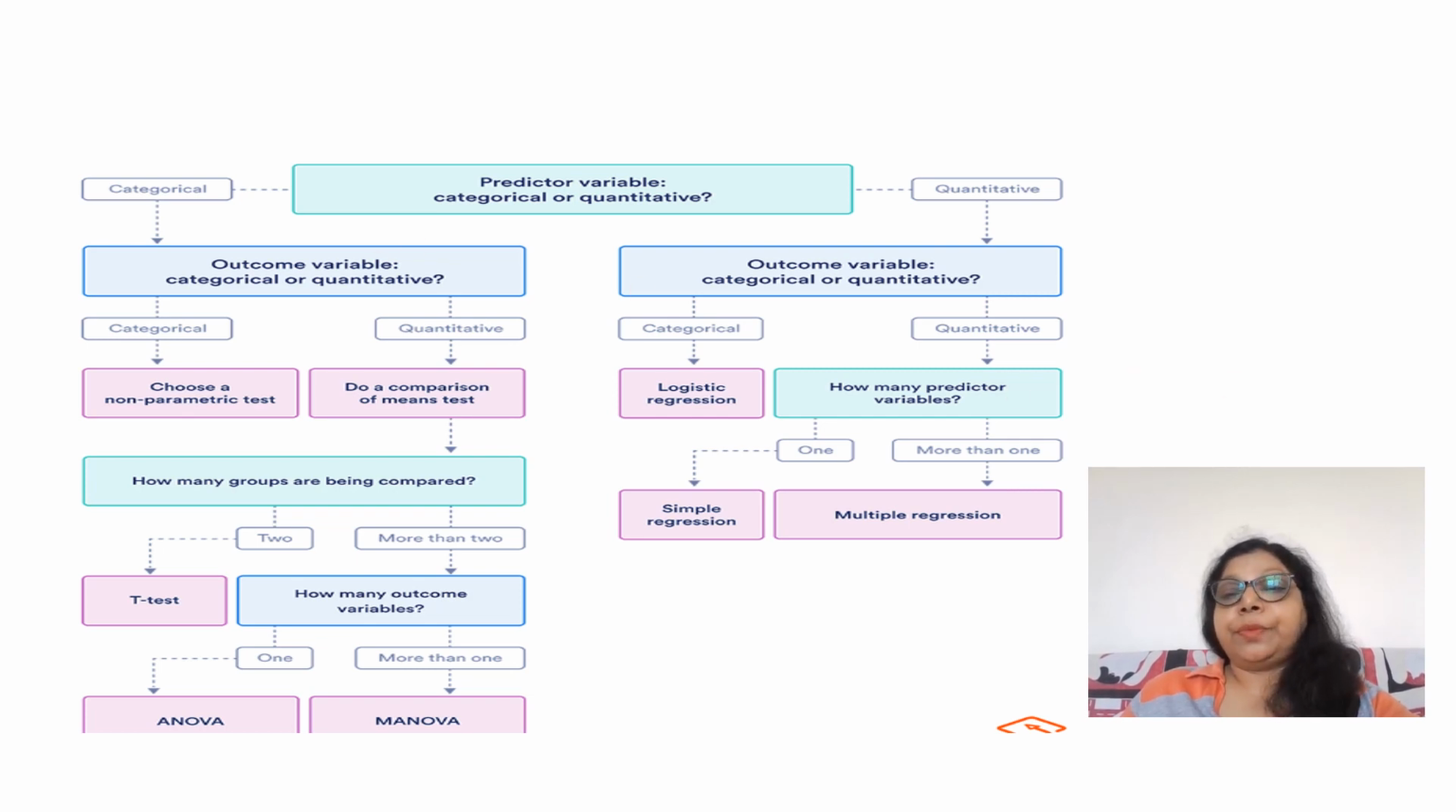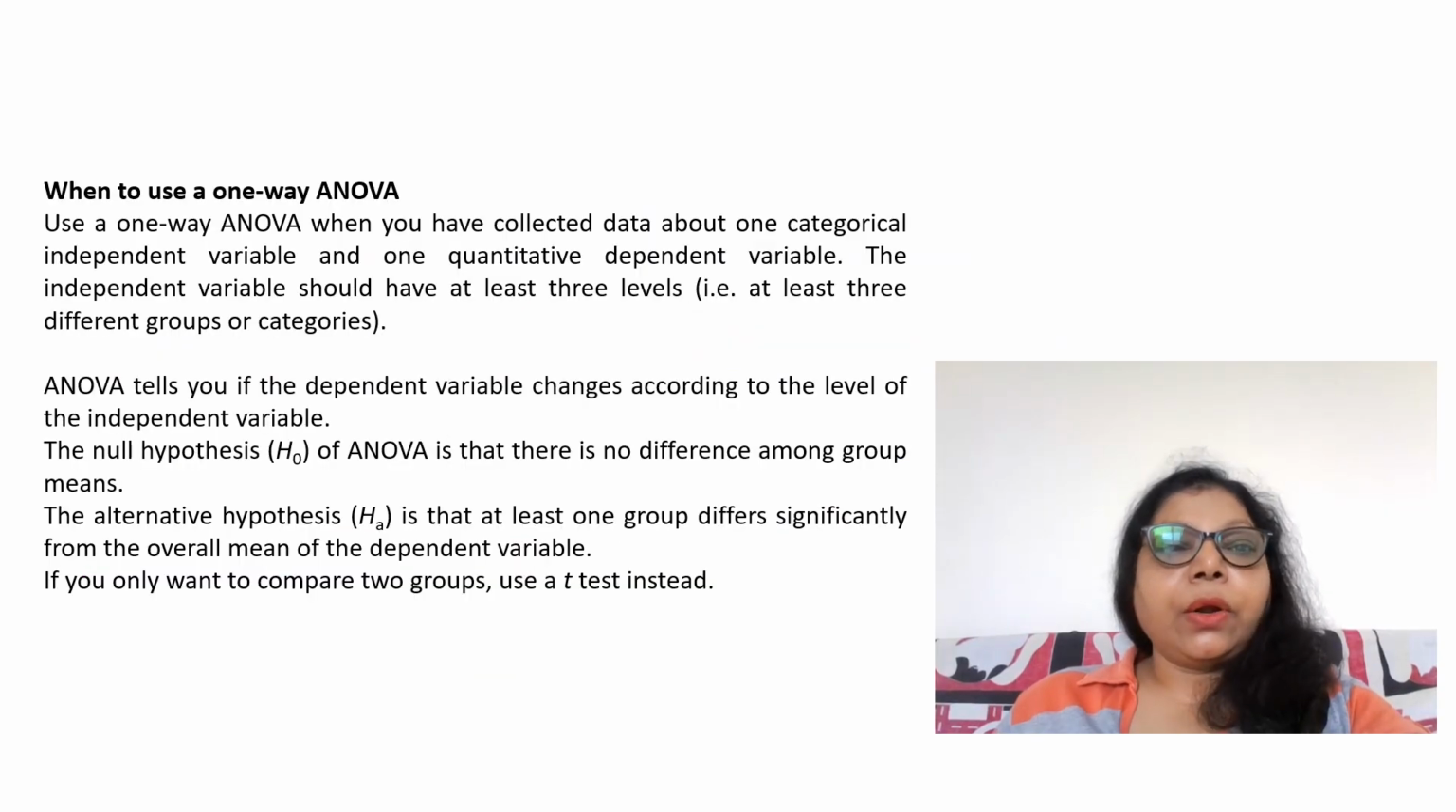So based on that should be our choice of the test. Now let's understand when to use a one-way ANOVA. We will use one-way ANOVA once we have collected the data which is based on one categorical independent variable and one quantitative dependent variable. So the independent variable should have at least three levels. That means at least three different groups or categories should be present. ANOVA will tell us if the dependent variable changes according to the level of the independent variable.